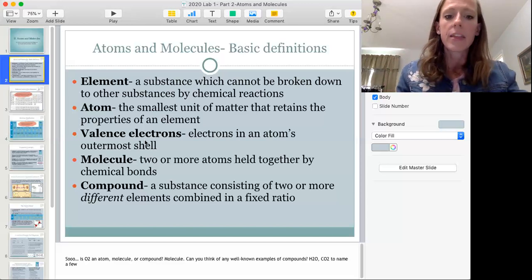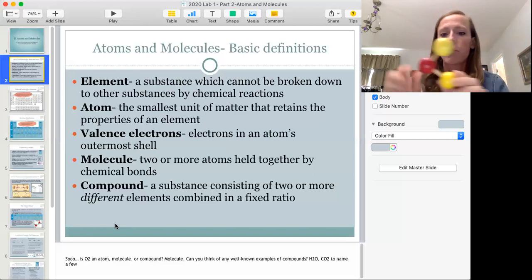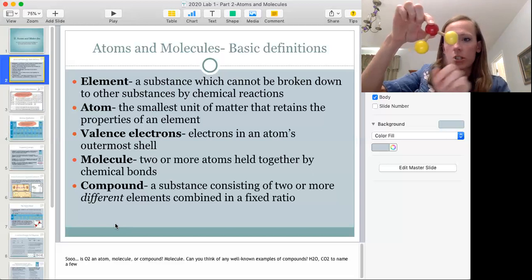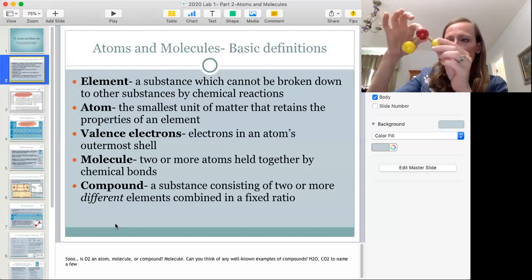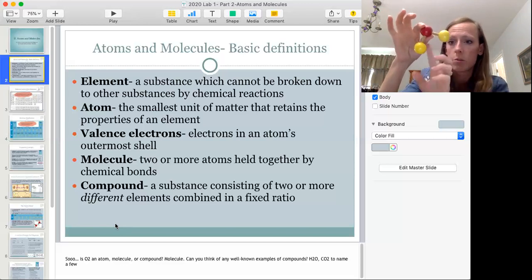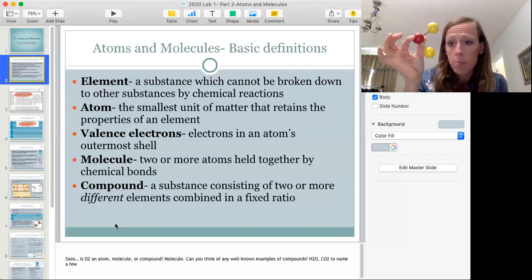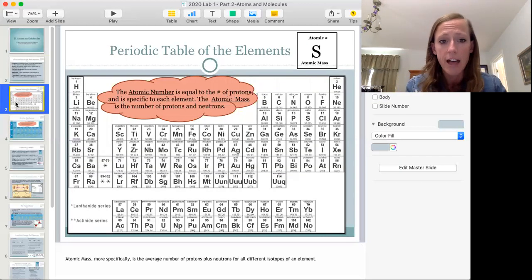Okay. And then a compound is a substance that consists of two or more different elements. Basically, the difference here is that two or more different elements are combined in a fixed ratio. So for instance, H2O would be a compound. It's got hydrogen and oxygen combined in a fixed ratio, 2 to 1. Okay, so that's a compound. Pretty straightforward. Let's move on to our next slide then, which is a periodic table of the elements.